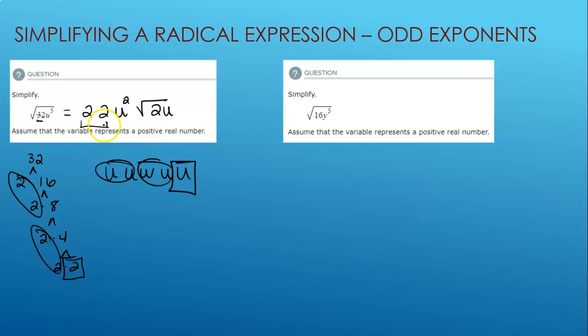On the outside or the inside, if there's anything that can be multiplied together, we want to do that. 2 times 2 becomes 4. The u squared comes down, and the square root of 2u comes down, and that's my final answer. You pause the video and try this one on your own.